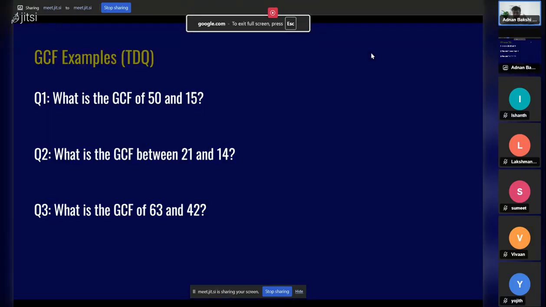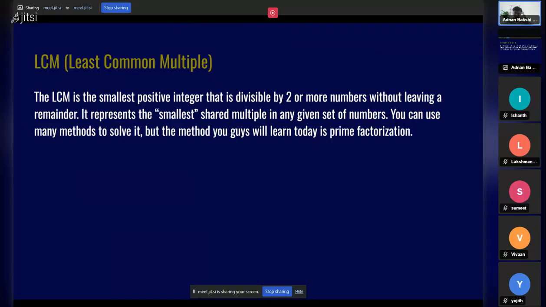All right. So next slide. Let's learn about the least common multiple. So the least common multiple is the smallest possible integer that is divisible by 2 or more numbers without leaving a remainder. It's like the smallest shared number in a given set of numbers, a small shared multiple. You can use many methods to solve for it, but today we're just gonna use prime factorization to solve it, okay?